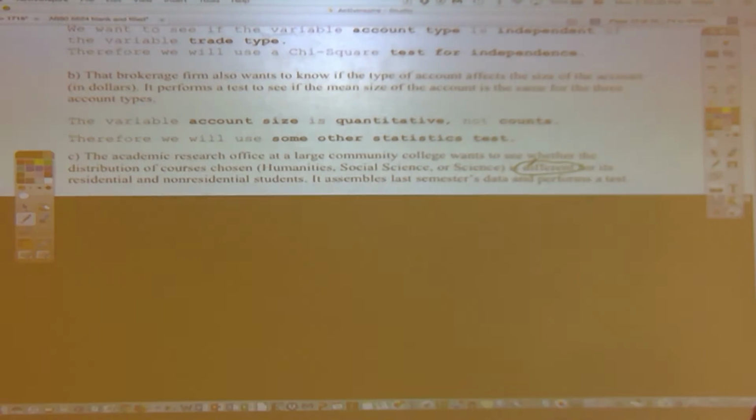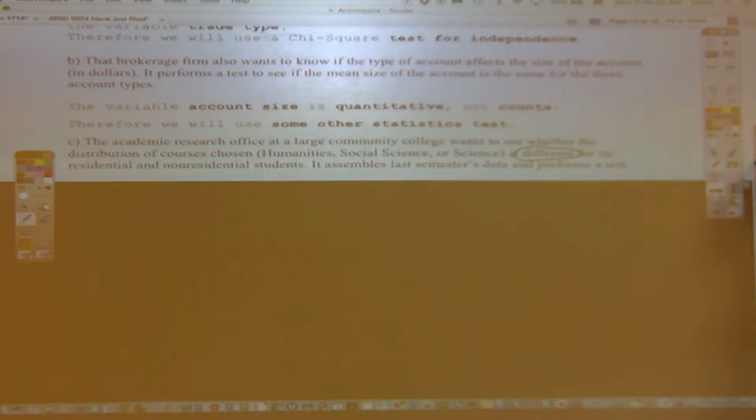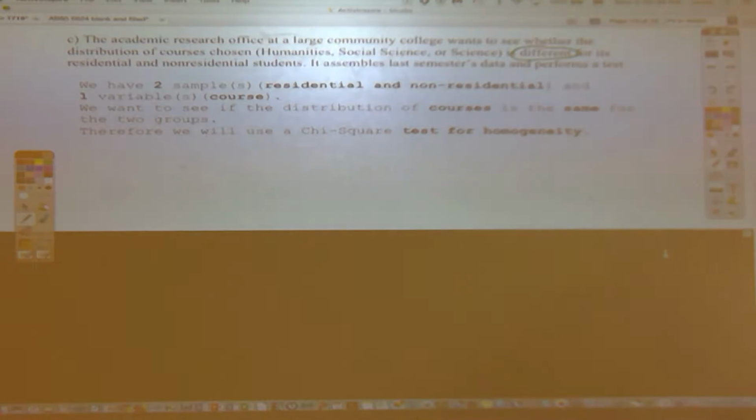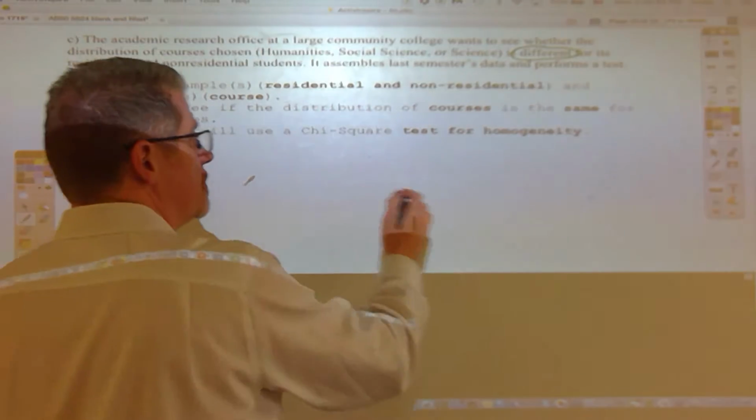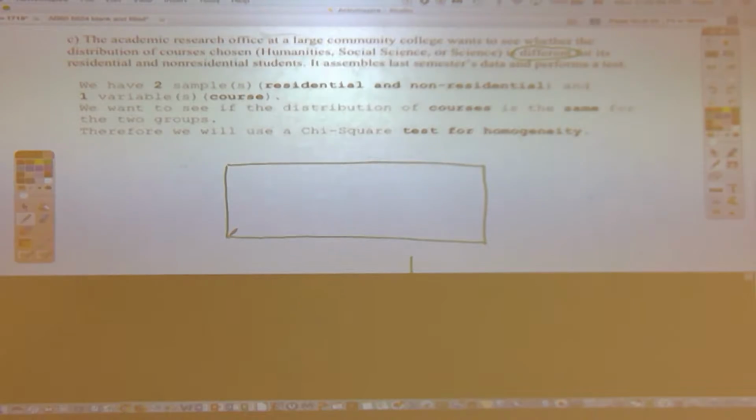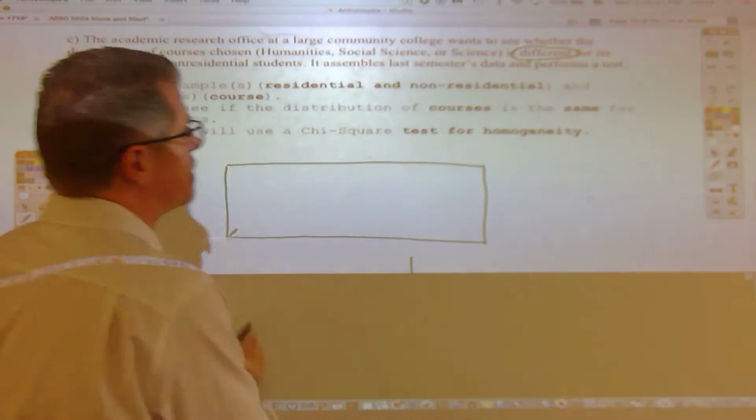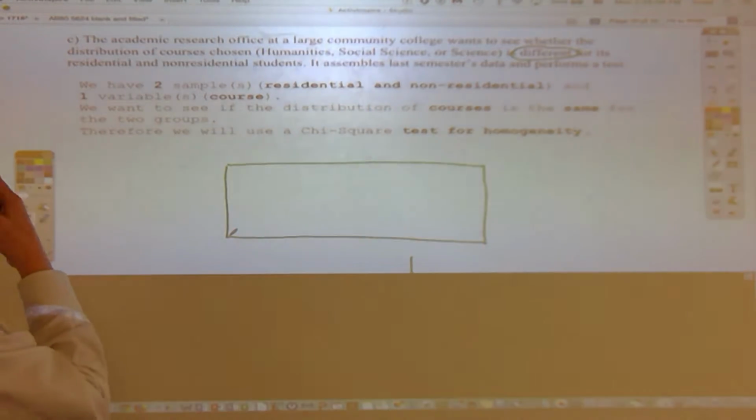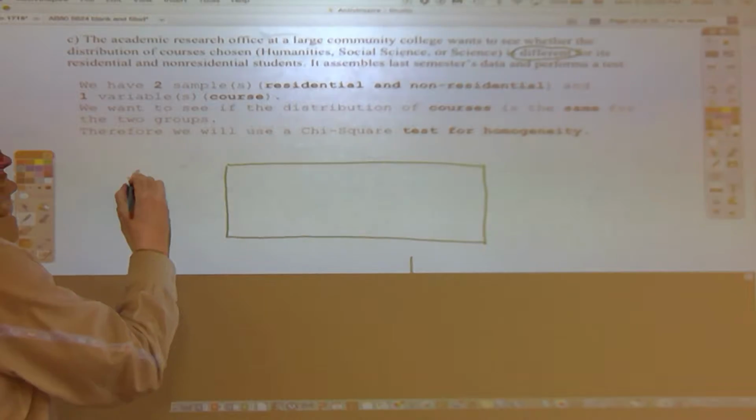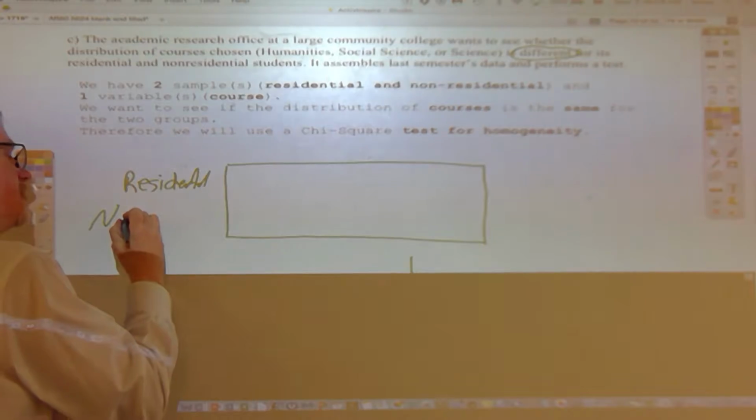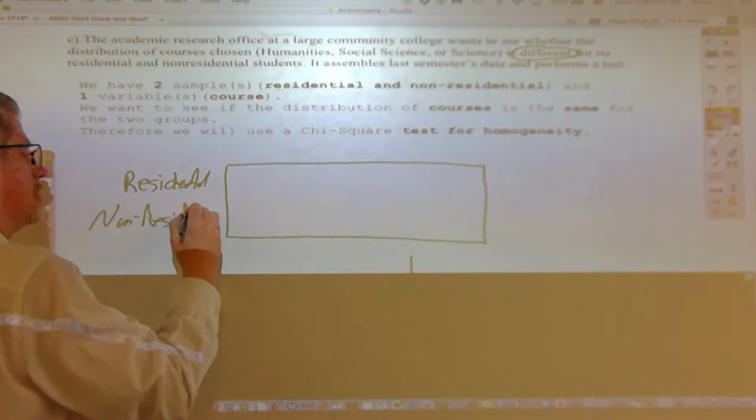So, oh, I see what you're doing. Trying to get a head start on part B. Okay, so we have two samples, residential, non-residential, and one variable course. So, just want to show you how this could be set up in a two-way table. And it looks like it could be a Titanic problem where you're checking for independence, but if you read carefully, realize it can't be that. So instead of alive and dead, we have residential students and non-residential.